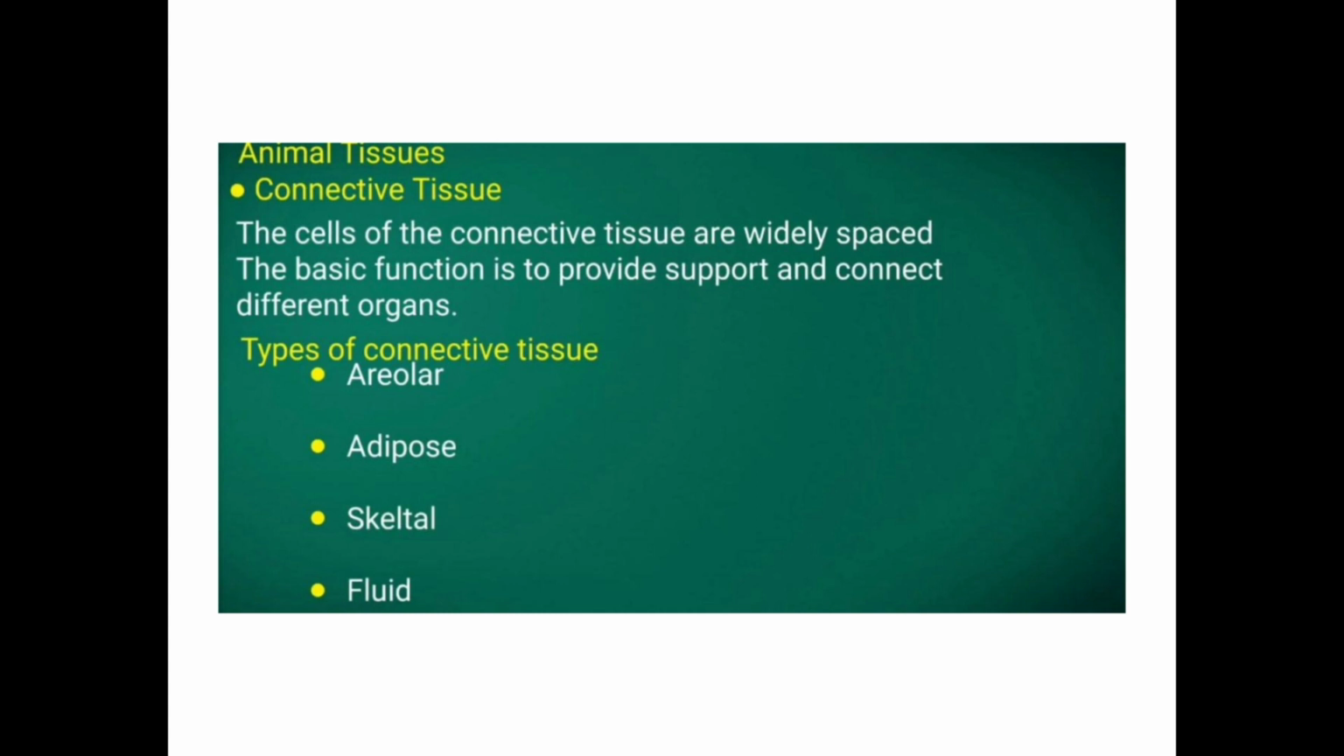The next one is connective tissue. The cells of the connective tissues are widely spaced. The basic function is to provide support and connect different organs. There are 4 types of connective tissues: areolar connective tissue, adipose connective tissue, skeletal connective tissue, and fluid connective tissue.